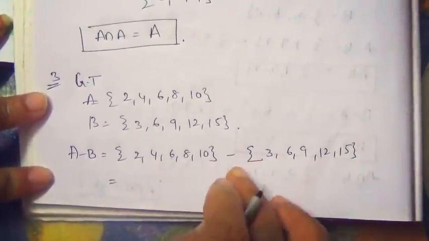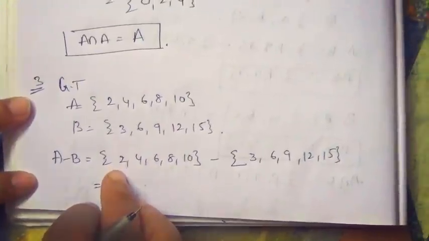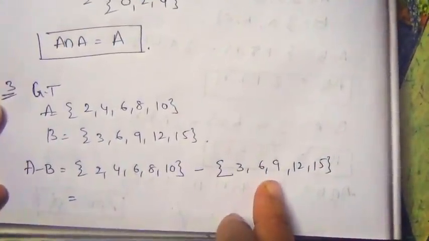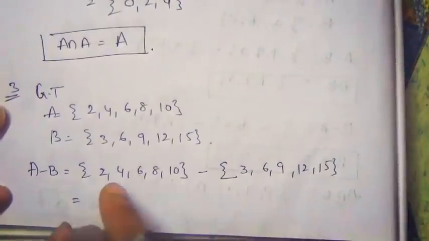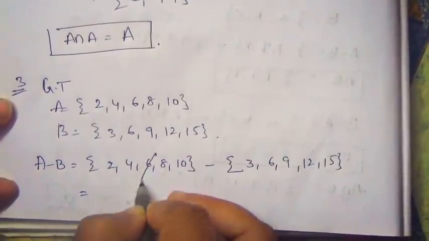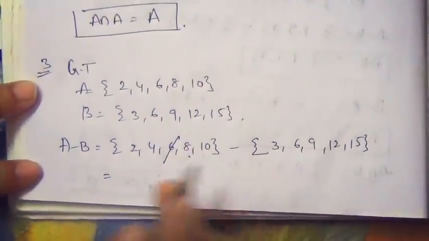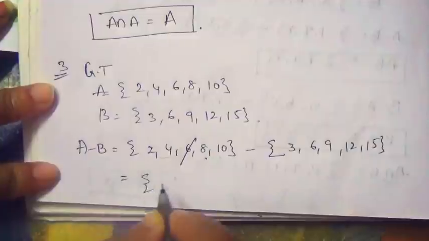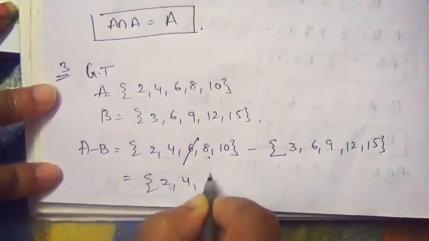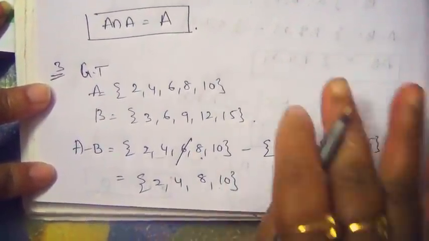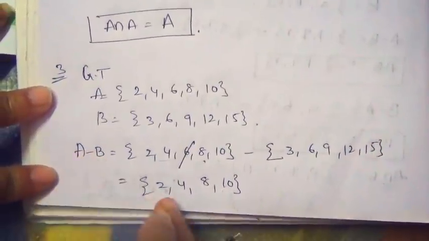So minus means you have to strike out the elements which belong to B, right? Is 2 there? No. Is 4 there? No. Is 6 there? Yes, strike it out. 8 is not there, 10 is not there. The remaining elements in A you have to write as the solution, and leave this B. This is A minus B.